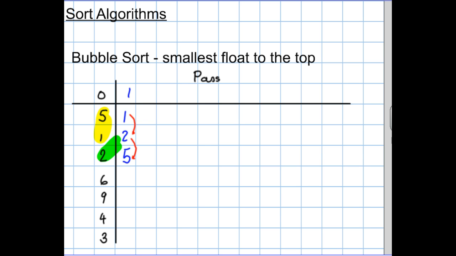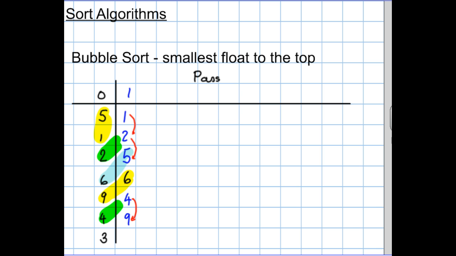Then it compares 5 and 6. There's no swap here, so 5 goes before 6. Then it compares 6 and 9. 6 comes before 9, so there's no swap here. Then it compares 9 and 4. 9 is larger than 4, so they swap positions. 4 goes here and 9 goes here, so we've got our third swap.